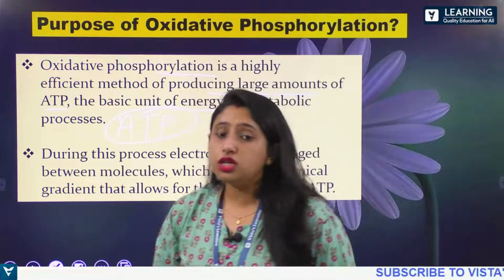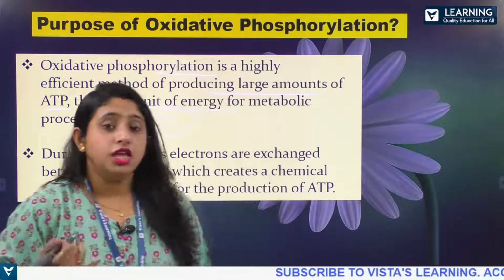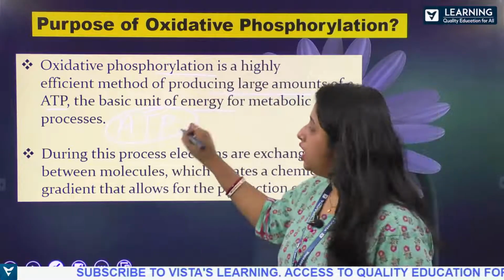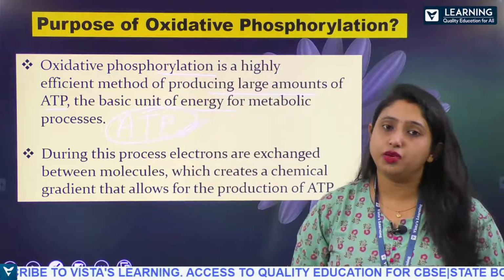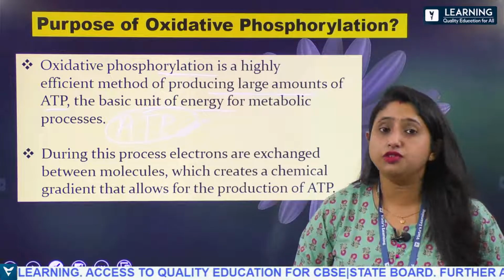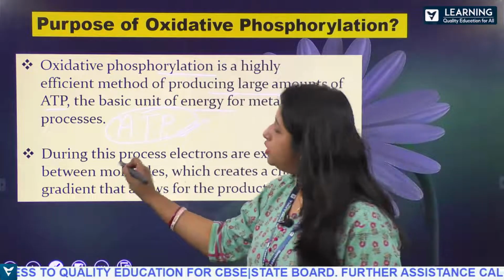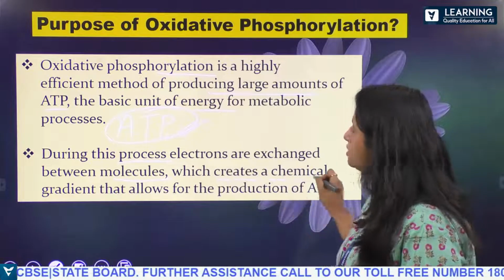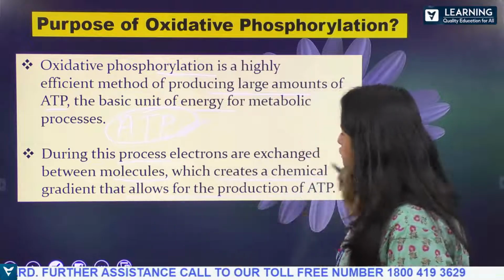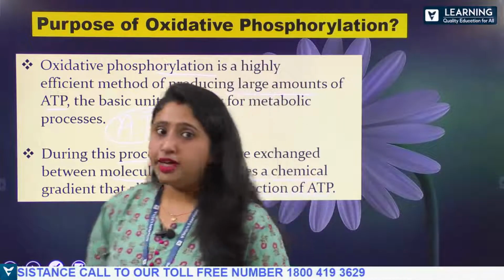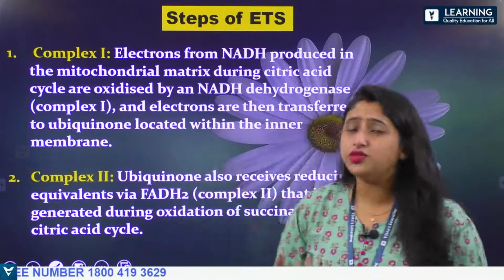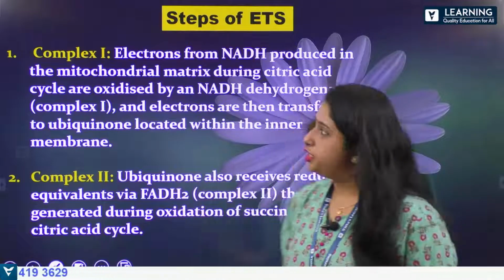Through this oxidative phosphorylation, energy is synthesized in the form of ATP, which is a basic process for metabolism. During this process, electrons are exchanged between the molecules, which creates a chemical gradient that allows for the production of ATP. So there are various chemical reactions taking place which lead to the production of ATP.